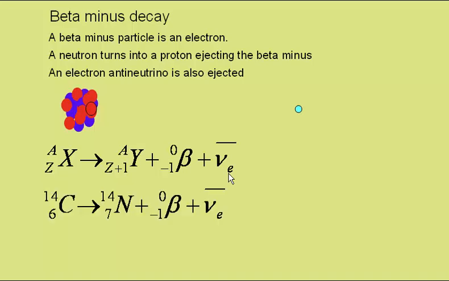Looking at a specific beta minus decay, carbon-14 undergoes beta minus decay, becoming atomic number 7, which is nitrogen. The mass number stays at 14. We of course have the beta minus and the electron antineutrino.